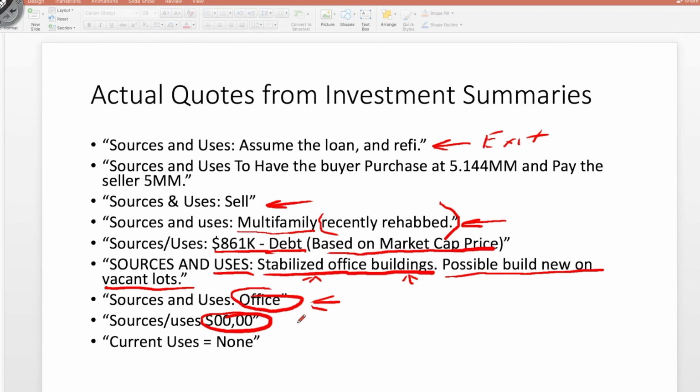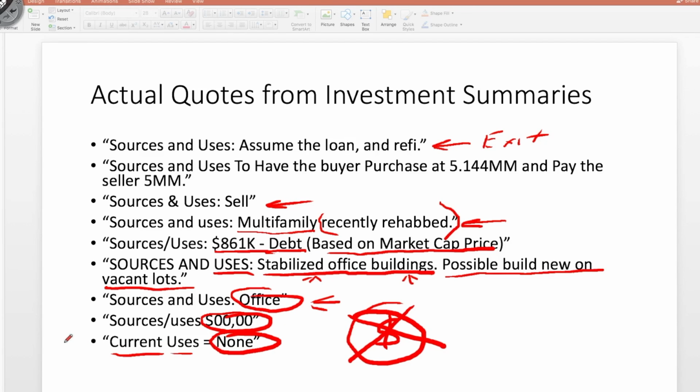Sources and uses equals zero. And in this case, sources and uses are current uses, they say here. They didn't even mention sources in this particular case. They simply said current uses are none. And what that tells me is that there are currently no uses, they don't need any money. It's probably not the same signal that the person writing this particular example wanted me or others in the investment community to see.